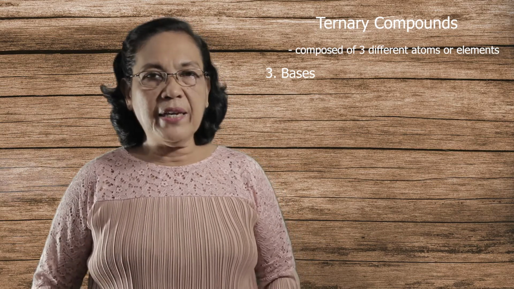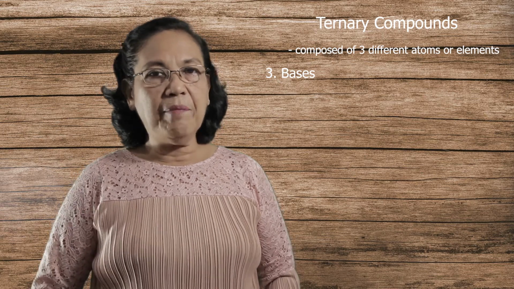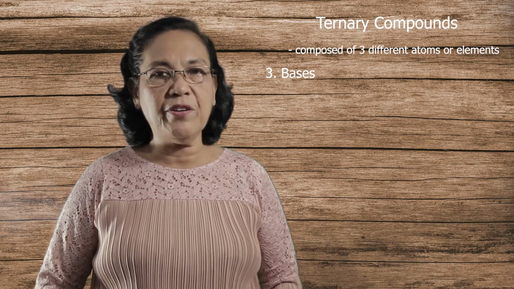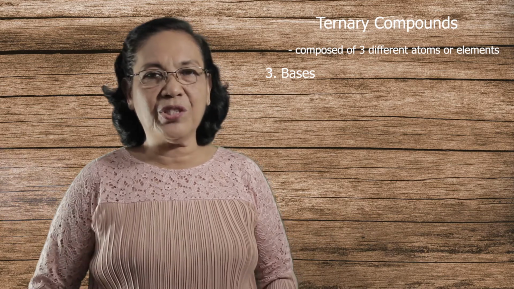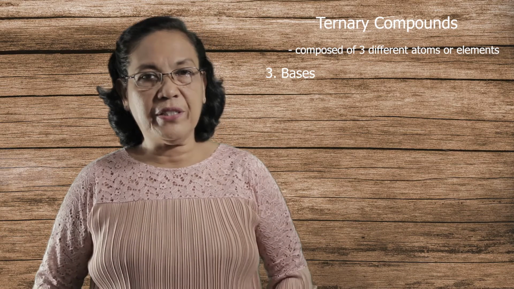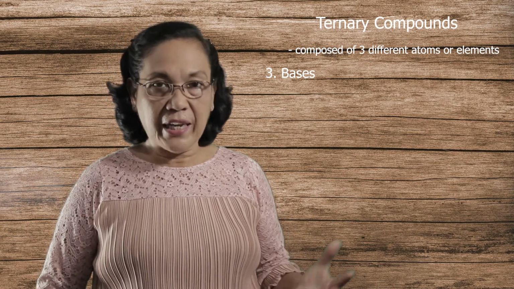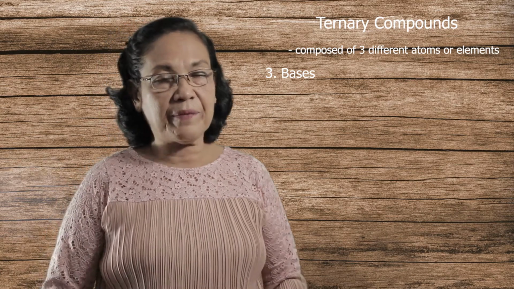Another group of this ternary is the base. We know that the base is mainly composed of a metal plus the hydroxide or the hydroxyl ion. Now, these are ternary compounds. What have you remembered of a base? A base has a bitter taste, while the acid is having a sour taste.